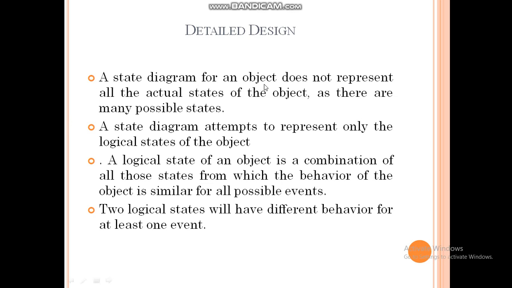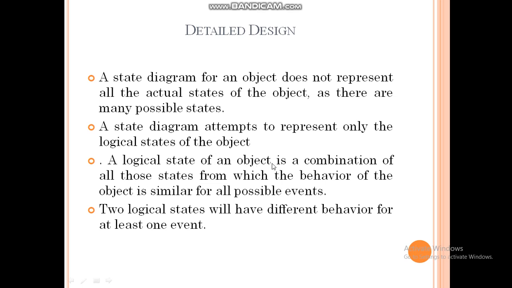A state chart diagram for an object does not represent all the actual states of an object, as there are many possible states. All the object operations are not implemented in a single state, so they are represented in various states. A state chart diagram attempts to represent only the logical states of the object. So the object logic is represented using a state chart diagram.